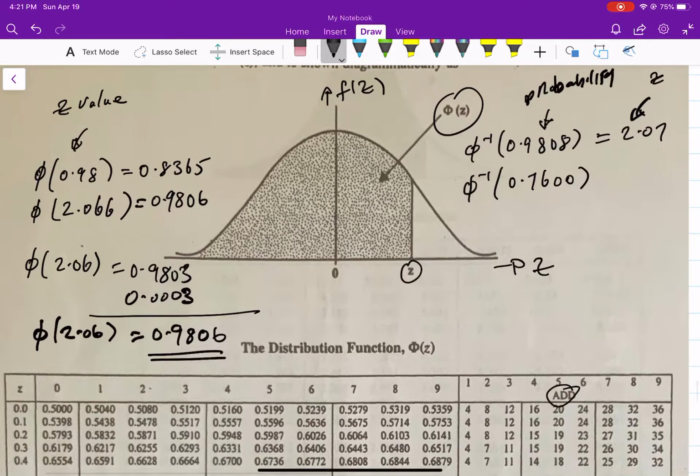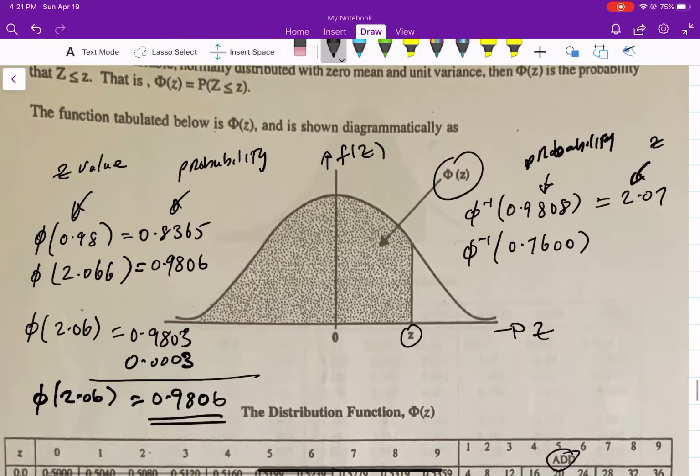So in there you have your z values. These are your z values. And I'm finding the corresponding probability to the left of that z value. And notice that z value is usually a positive z value.